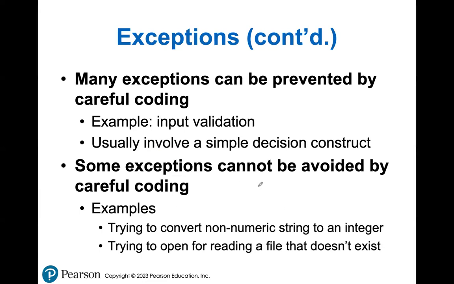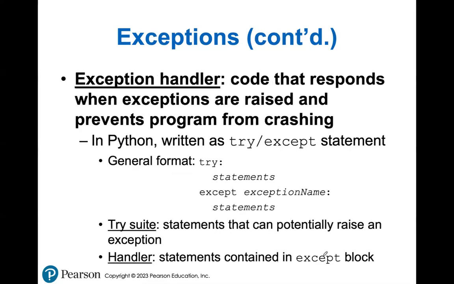Now, some exceptions you cannot avoid by being a careful coder. Those are, for example, converting strings that do not contain any integers to an integer, or trying to open a file that doesn't exist. And for those, we have a try except block. Now in Java, that is a try catch block. In Python, it's the same idea. The only difference is we're using the except keyword instead of the catch keyword. And this is the way it works.